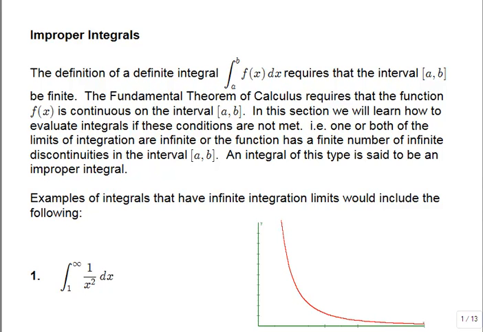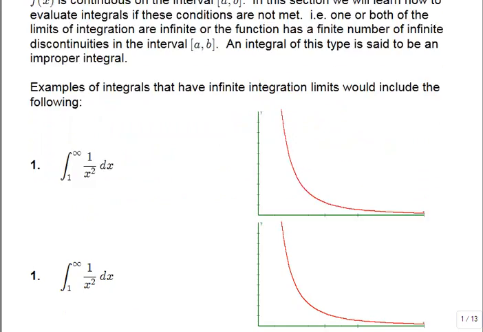So for example, if one or both of the limits of integration are infinite, or if the function has a finite number of infinite discontinuities in the interval a to b. An integral of this type is said to be an improper integral. Examples of integrals that have infinite integration limits would include the following.